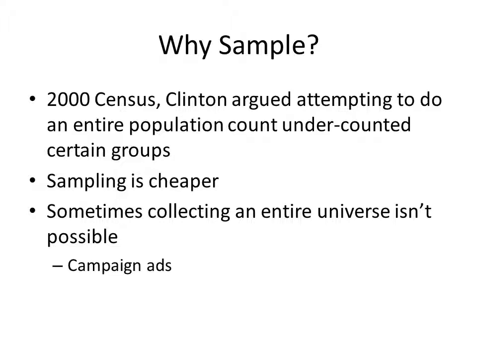Why do we sample? Why don't we just survey the entire population? A great example is the 2000 census. Bill Clinton argued that attempting to do an entire population count undercounted certain groups. Actually, by trying to survey the entire population, we undercount certain groups. A couple good examples of that are homeless people. If we're going door to door making sure people fill out their survey, well, homeless people don't have a door, so they're impossible to survey.